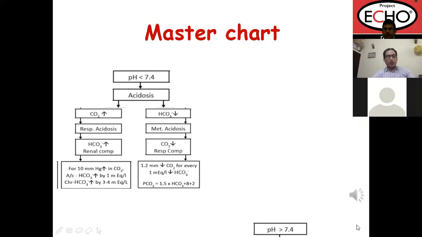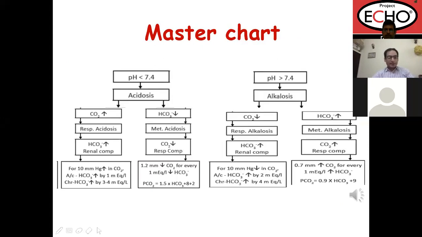Now to calculate the compensation, if it is metabolic acidosis, the expected PCO2 is governed by what is called Winter's formula. That is, expected PCO2 is calculated as 1.5 times bicarb plus 8, plus or minus 2. If your PCO2 falls in this range as calculated by the equation, that means there is compensation. Similarly, for respiratory acidosis, if it is acute, that is within 48 hours, the bicarbonate increases by 1 for each 10 mm change in CO2. And for chronic cases, it increases by 4. That is, bicarbonate increases by 4 for each 10 mm Hg change in the CO2.